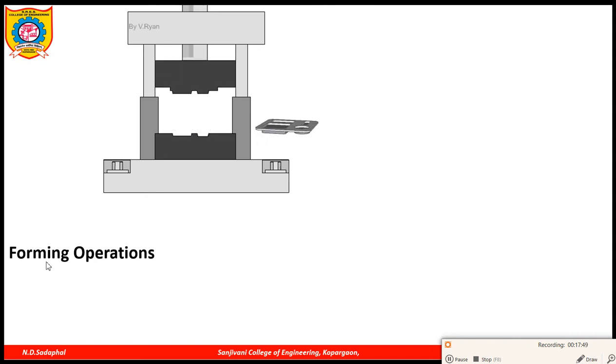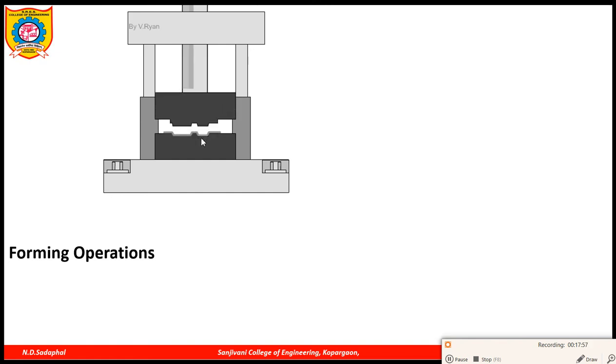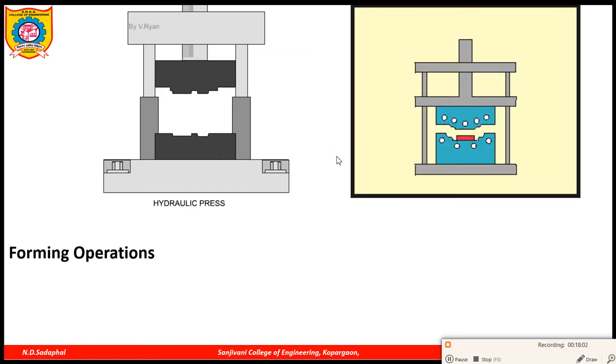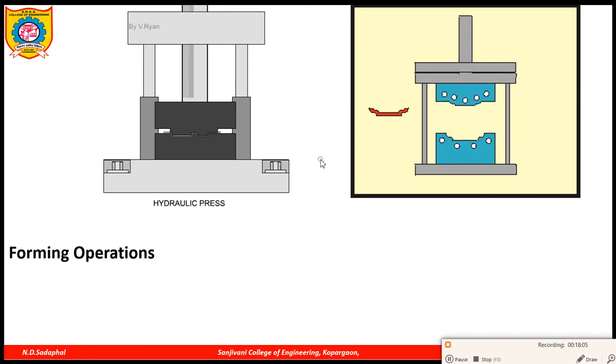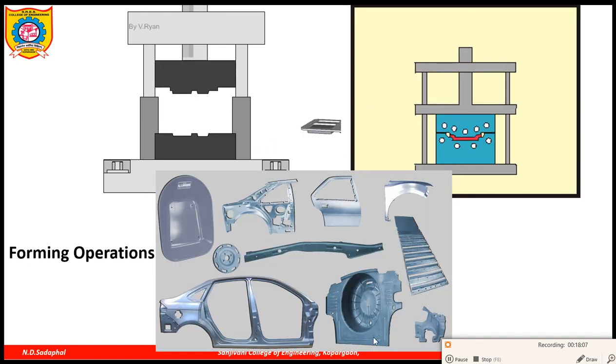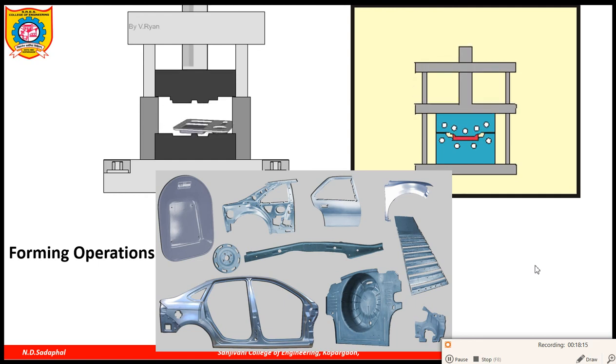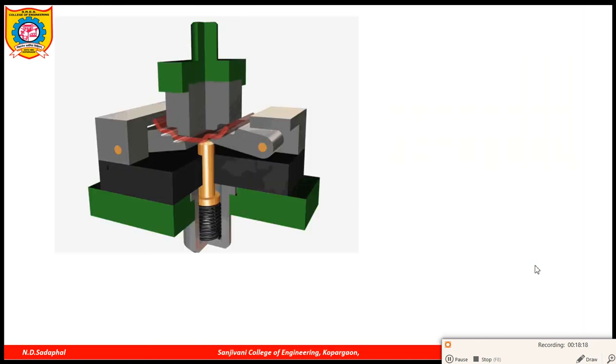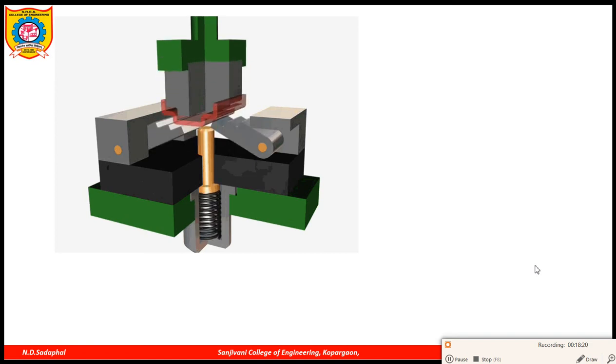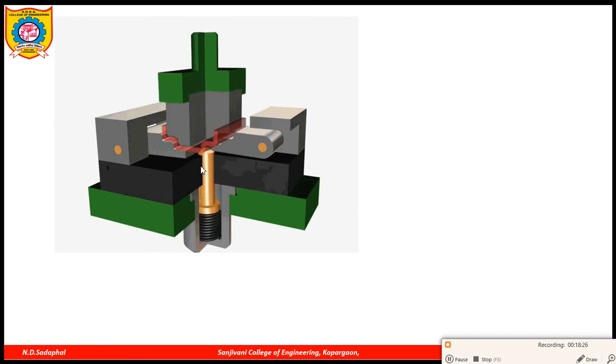Here the forming process is shown. What do you mean by forming? A metal sheet is placed on the lower die, force is applied by the upper die, and it is deformed into that particular cavity. These are dinner plates. As well as automobile equipment like door panels and bumpers are made by a forming process or sheet metal working process. Also this is another example. There will not be any removal or wastage of material.